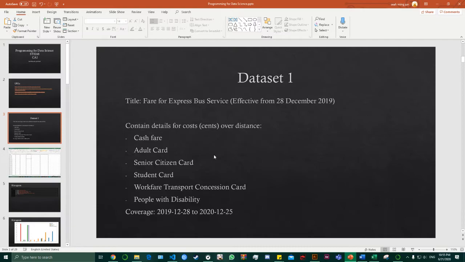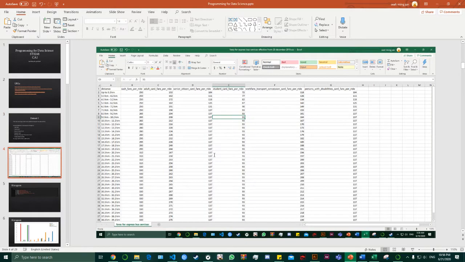So the first one, the reason why I picked express bus services is because I have never taken express bus before, so it'll be interesting to take a few insights using Python. So I'll be focusing only on all the columns except workfare transport concession card. The reason is because for this column it increases exponentially with each row, so it cannot be displayed in the histogram properly.